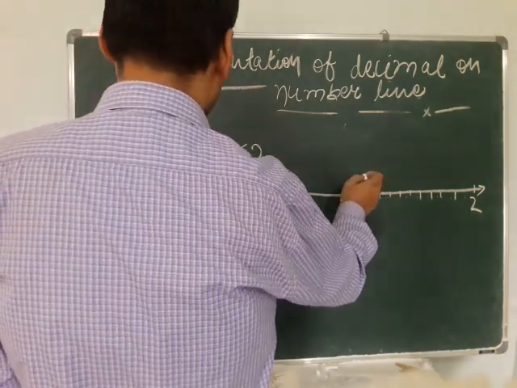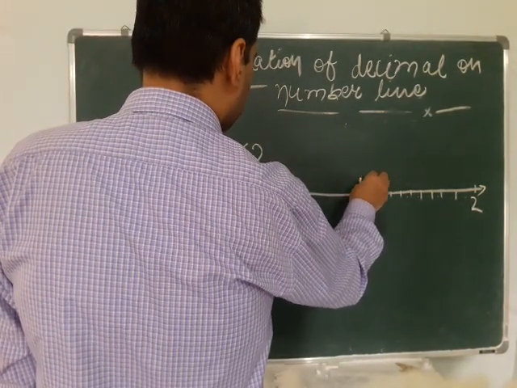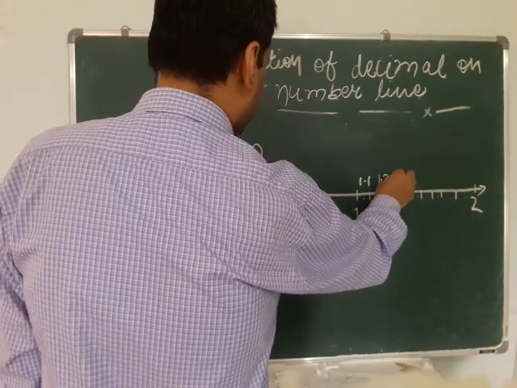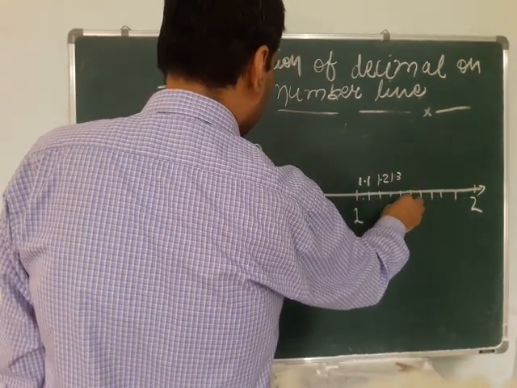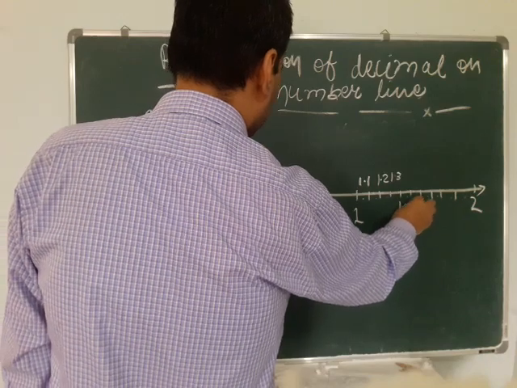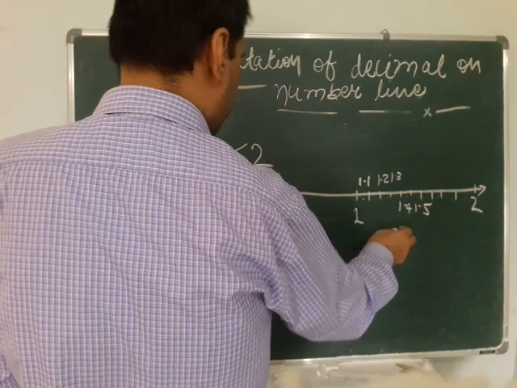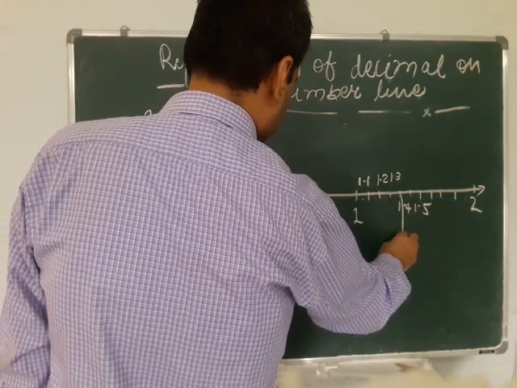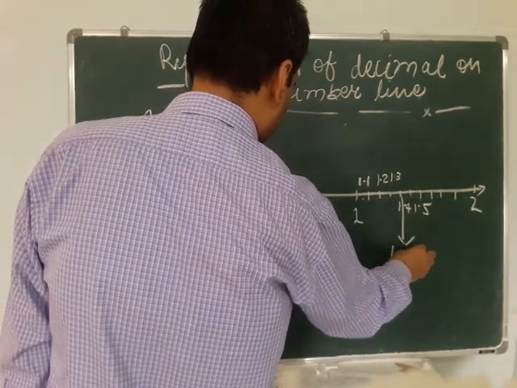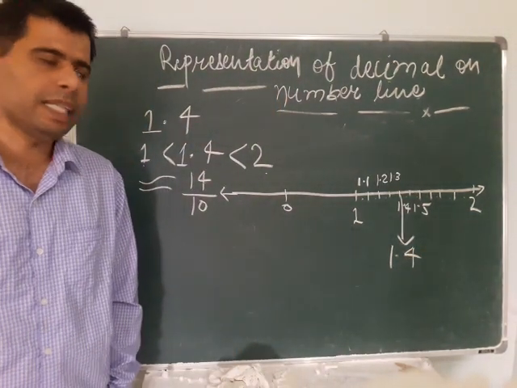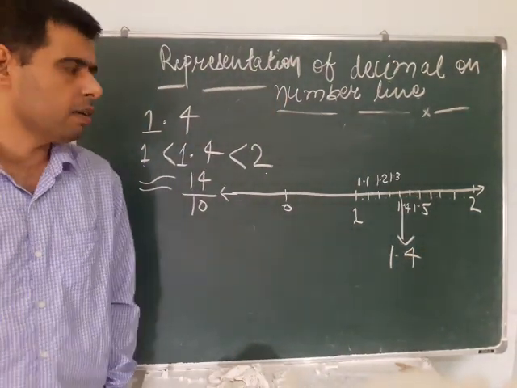So the first division will be 1.1, the second division will be 1.2, the third division will be 1.3, the fourth division will be 1.4, the fifth division will be 1.5. We have to represent 1.4, so this division will be 1.4. So students, this is the way of representing a decimal number on the number line.